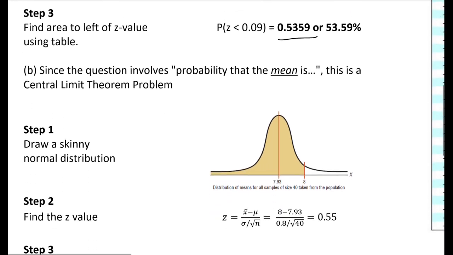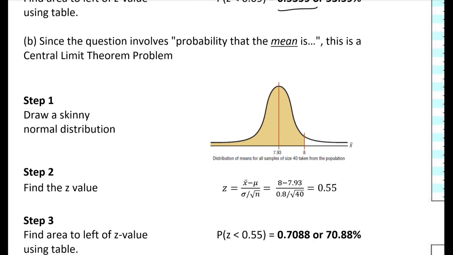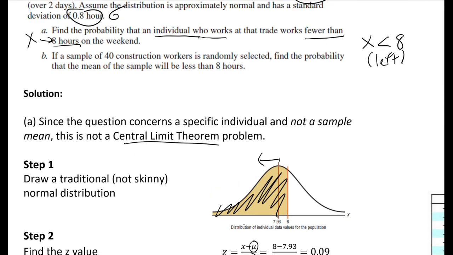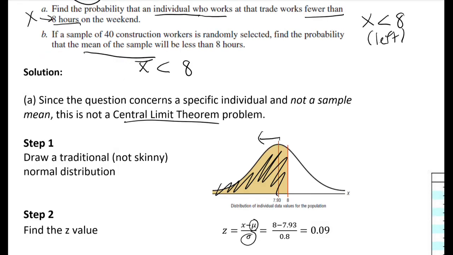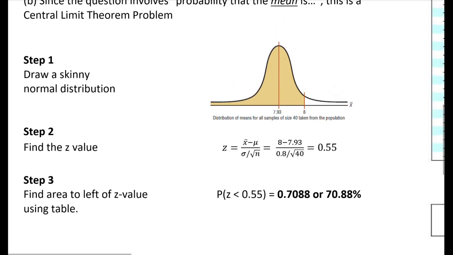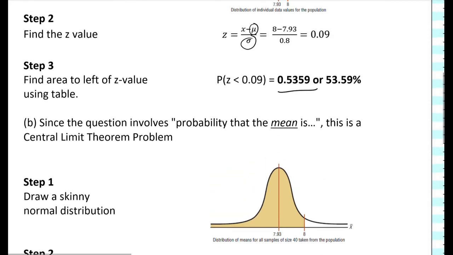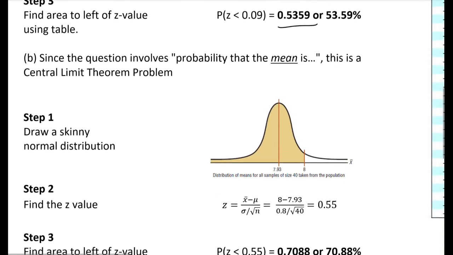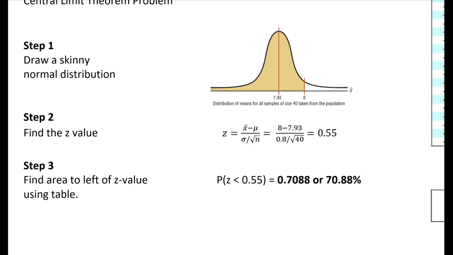All right, so for part B, this question involves the probability that the mean is a certain number. If we go back to the original problem, this is saying if a sample of 40 workers is randomly selected, find the probability that the mean of the sample will be less than 8. So this is a sample mean problem, which means that this is an X bar problem. So X bar is less than 8. X bar means central limit theorem. This time we're going to draw a skinny normal distribution. Compare this to the original distribution. See how the first one is less spiky, and the part B is more spiky and skinnier.